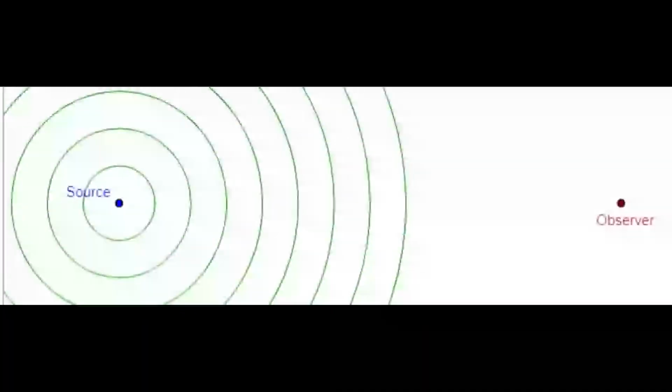A wave is a disturbance that transfers energy through matter or space. Each wave has an amplitude and a wavelength. The wavelength is simply the distance between two consecutive waves. Take a wave source. Imagine a point A.